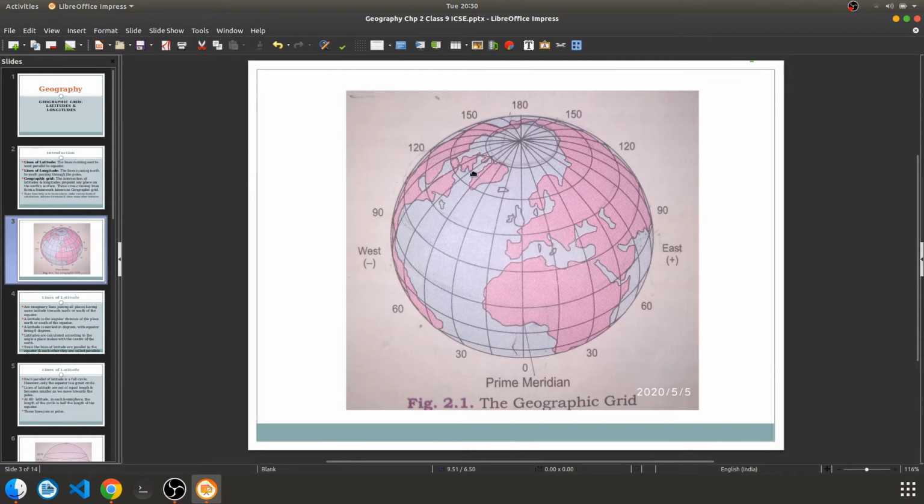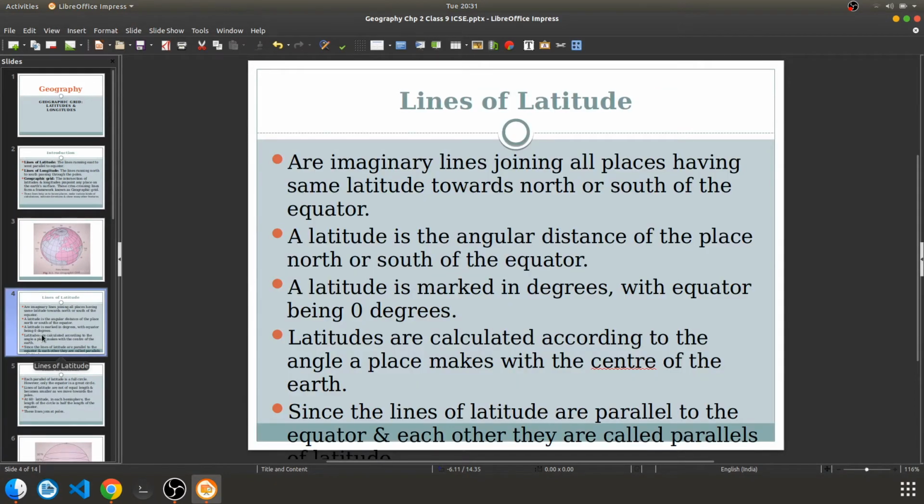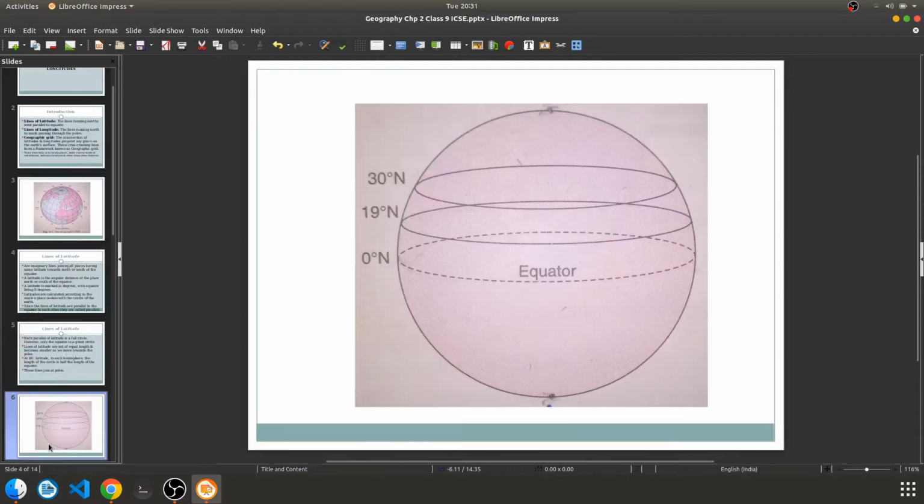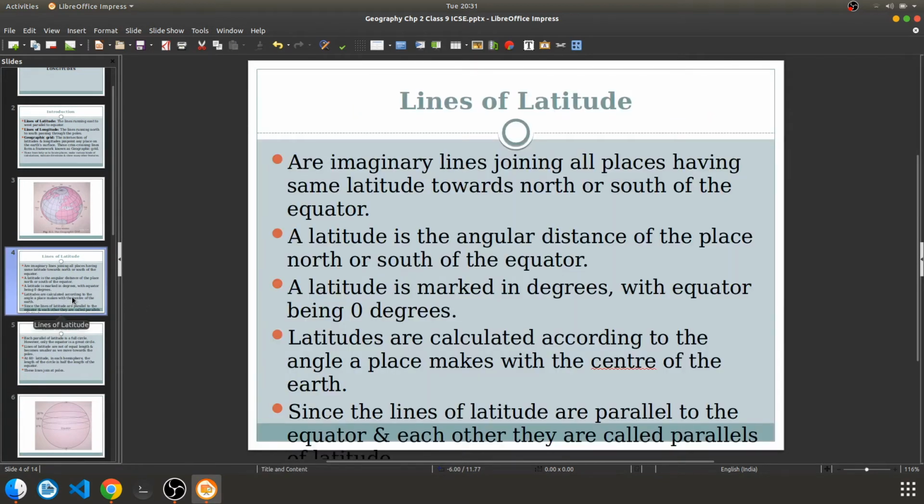So this is basically the grid. See, the framework is formed by latitudes and longitudes. This structure, this framework, is called the grid. Now the lines of latitude. Lines of latitude are all imaginary lines, and they join all the places having the same latitude north or south of the equator. I am showing this figure. These are all the lines of latitude, imaginary lines moving from east to west.